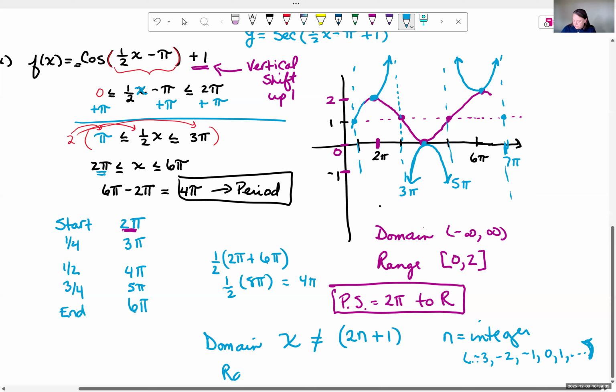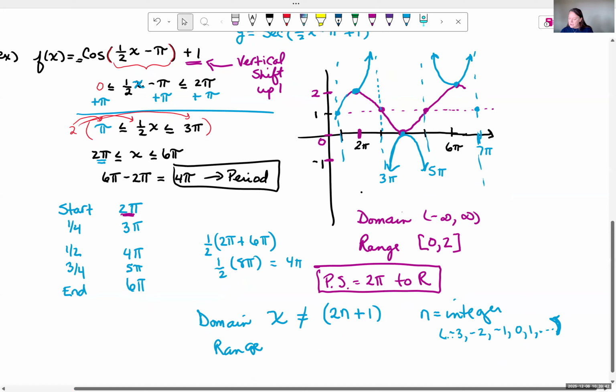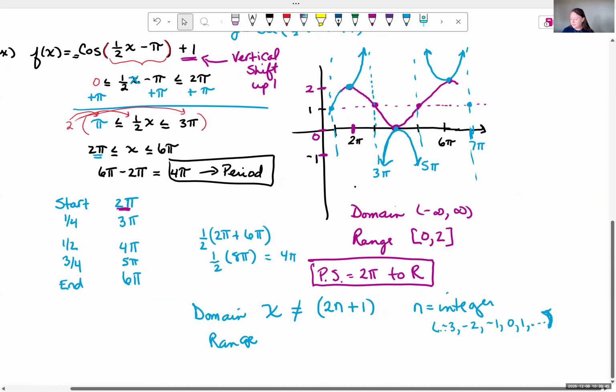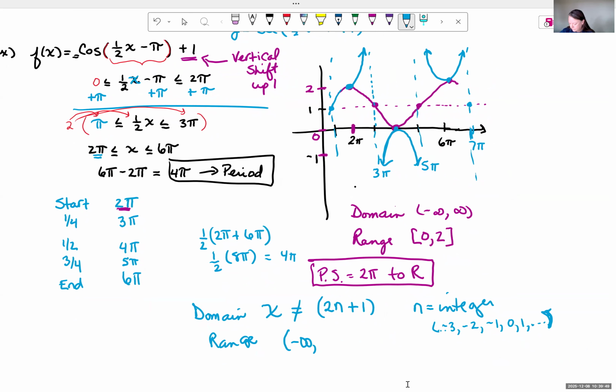The range of our reciprocal function, looking at the blue graph, we're hitting all the values from negative infinity until we hit 0. So I have negative infinity to 0, including, because we do hit that number, union. So I have a gap between 0 and 2. So I don't have any y values for the reciprocal function there. And so that's going to be from 2 to infinity. So that would be the range of the reciprocal function.